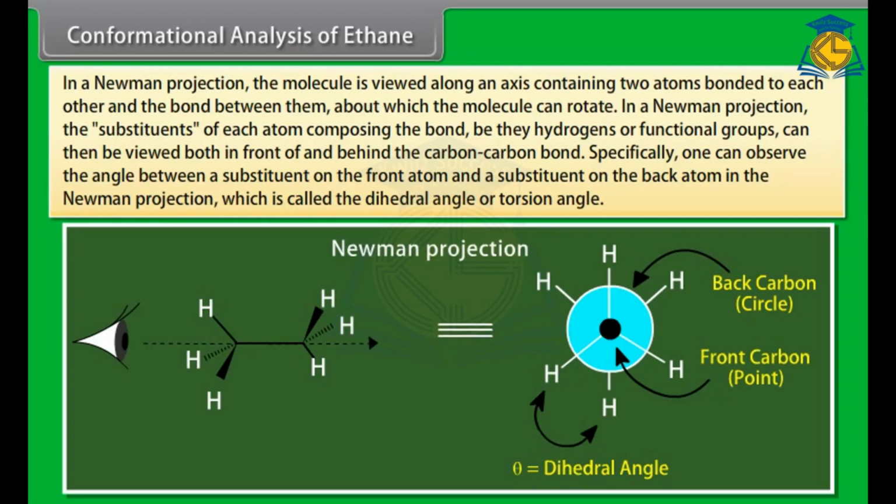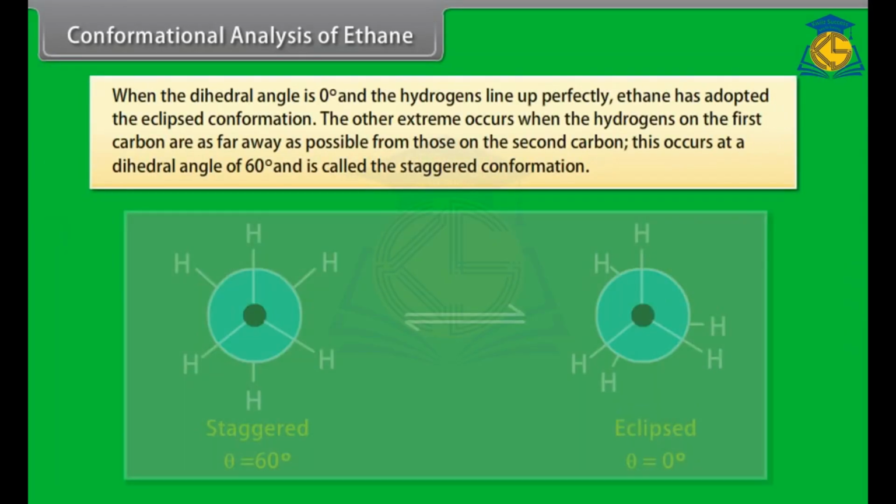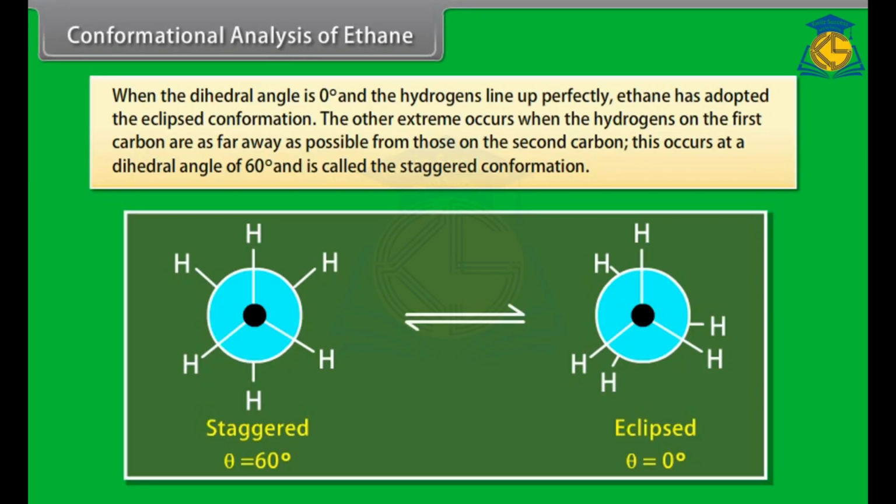In one case, the dihedral angle is 0 degrees and the hydrogens on the first carbon line up with, or eclipse, the hydrogens on the second carbon. When the dihedral angle is 0 degrees and the hydrogens line up perfectly, ethane has adopted the eclipsed conformation. The other extreme occurs when the hydrogens on the first carbon are as far away as possible from those on the second carbon. This occurs at a dihedral angle of 60 degrees and is called the staggered conformation.